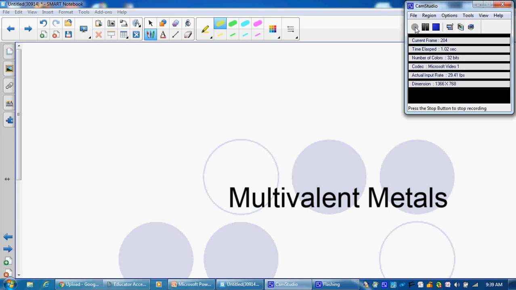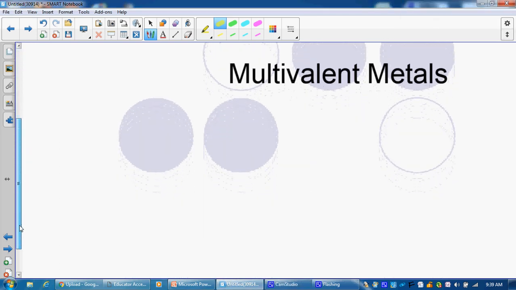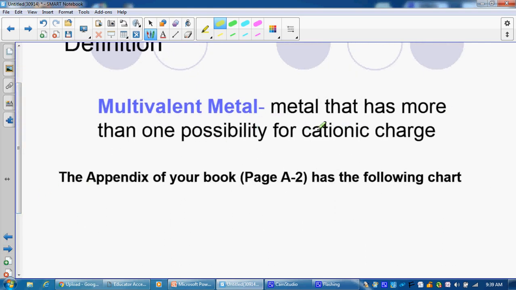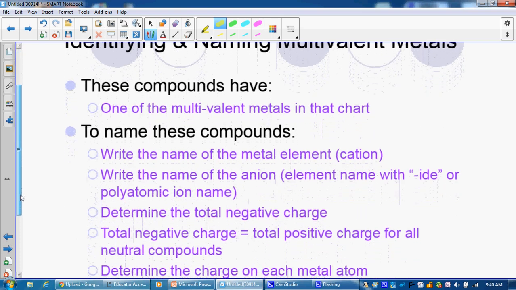This video is going to talk a little bit about multivalent elements or metals. What that means is multi means more than one, so these metals have more than one charge. These are transition metals mostly. So let's go ahead and look at this: a metal that has more than one possibility for its positive charge. Again, those are basically your transition metals, and then a couple more that I'll talk about.